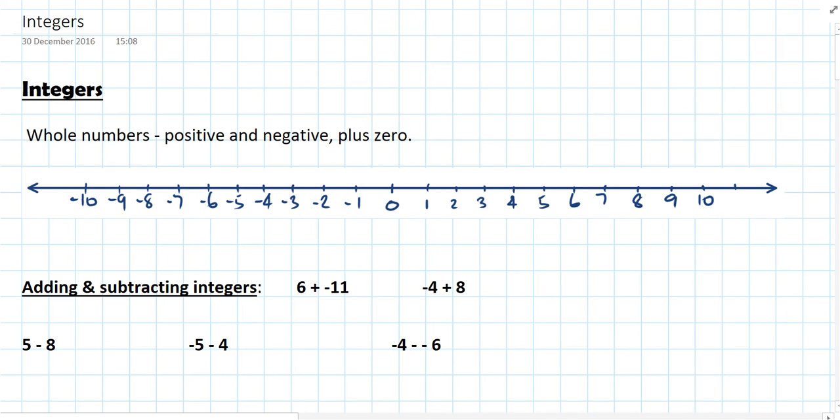Hi there. In this video we're going to have a look at integers. Integers are whole numbers that are positive, negative, and integers include 0.